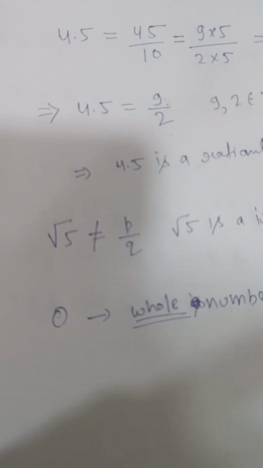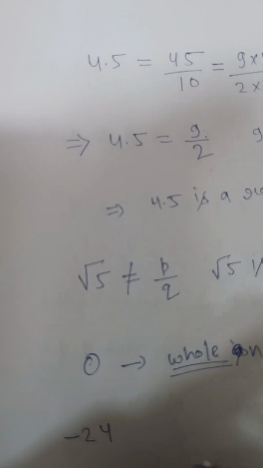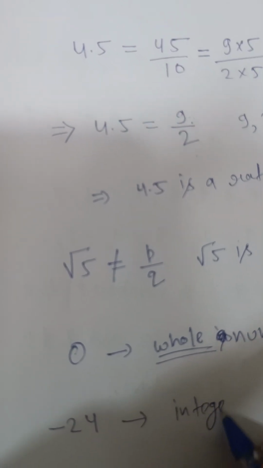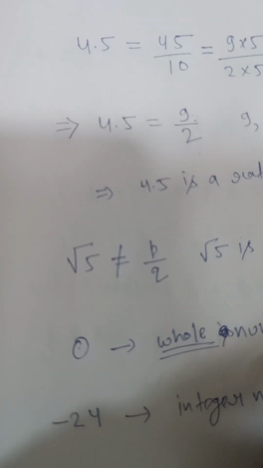Now what is minus 24? By the definition, this is an integer. Okay, this is an integer number.